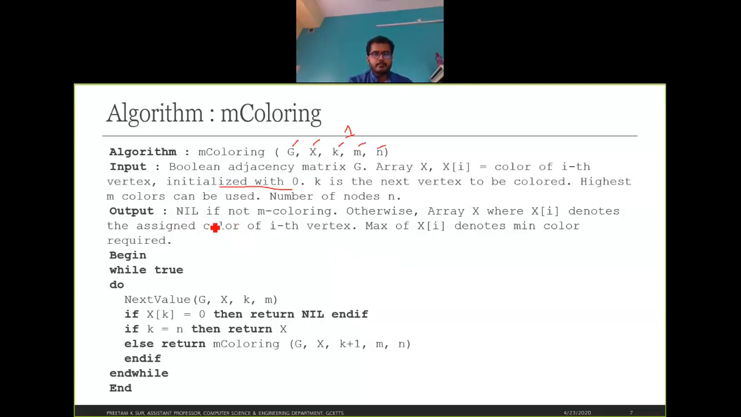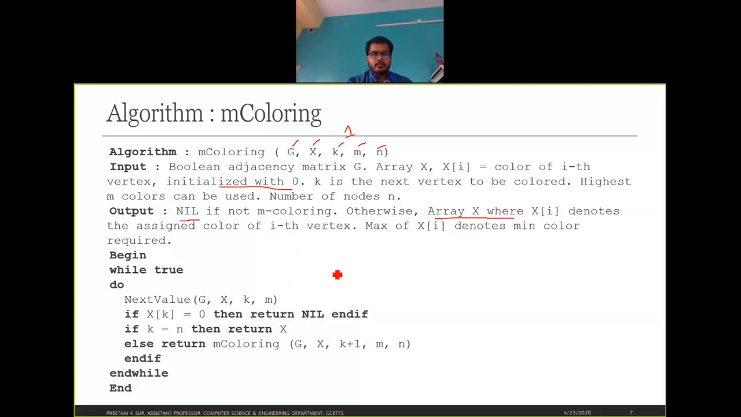So with all these parameters, we'll see what the algorithm will do. This algorithm will return nil if the graph is not m colorable. Otherwise the x array will be populated with valid values from 1 to m, where xi denotes the assigned color of the ith vertex, and the maximum of xi denotes the minimum number of colors required.